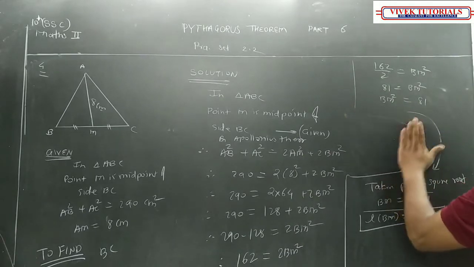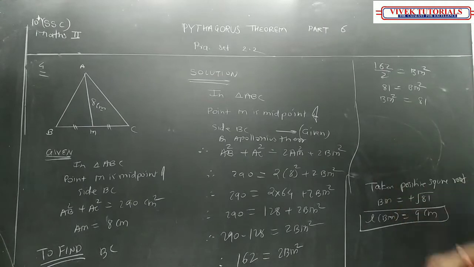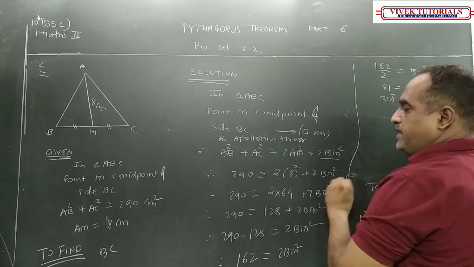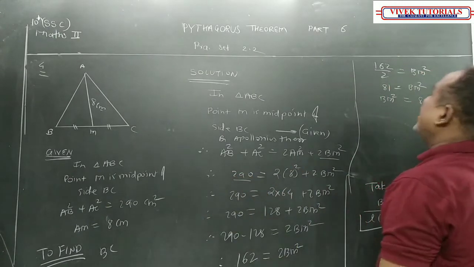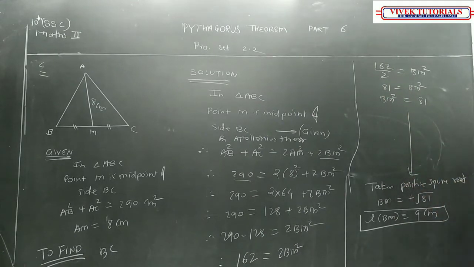By Apollonius theorem, AB square plus AC square is 2AM square plus 2BM square. It is 290, and it is 8 square. I got 162 upon 2, 81. So by taking positive square root, BM is equal to 9.